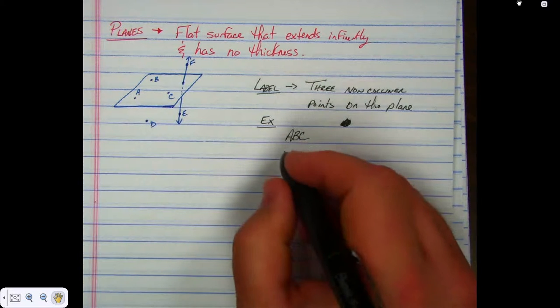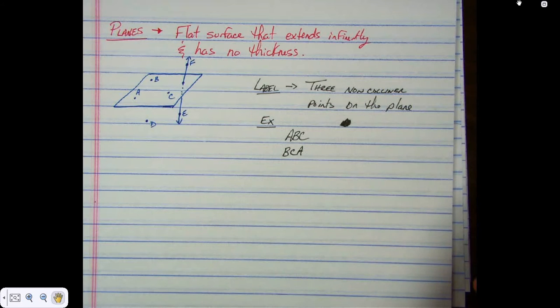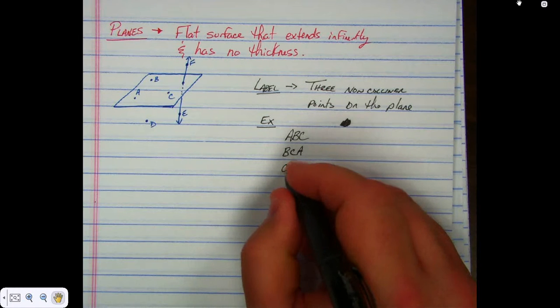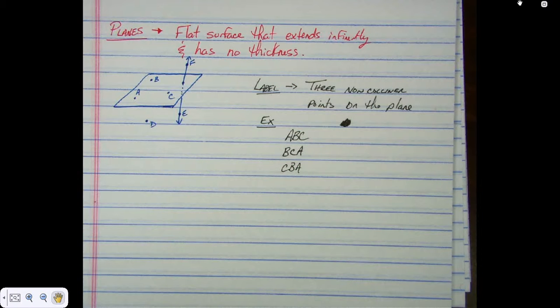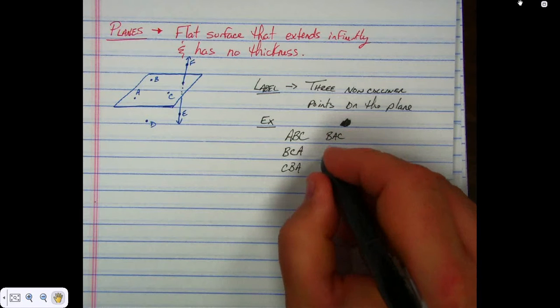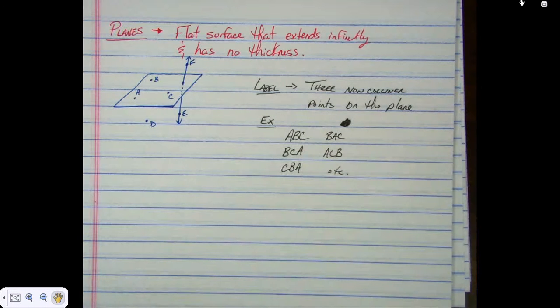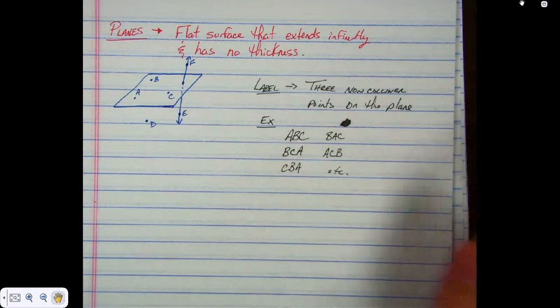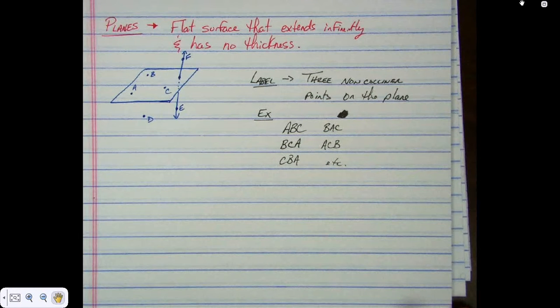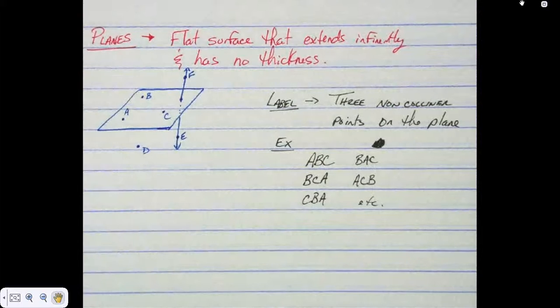How else could I name it? I just need 3 non-collinear points. CBA. BCA, right? CBA, ACB. BAC, ACB, and so on and so on, right? Maybe a couple more, but there's no reason really getting into it. All of these are right. All of these are correct.